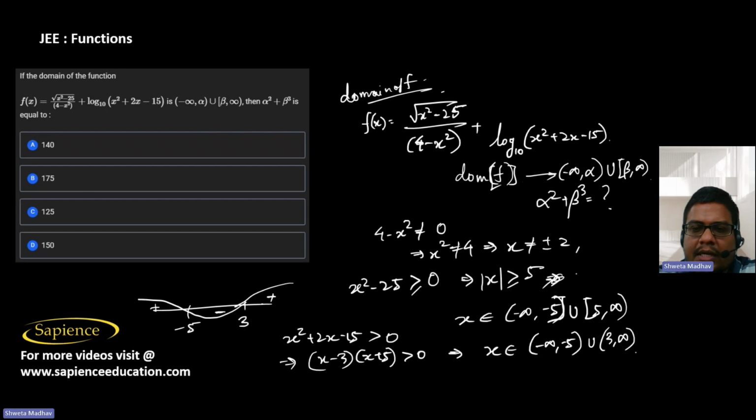So we have to take the intersection of these two, since the AND function is used. So we have to take the intersection of these three sets.